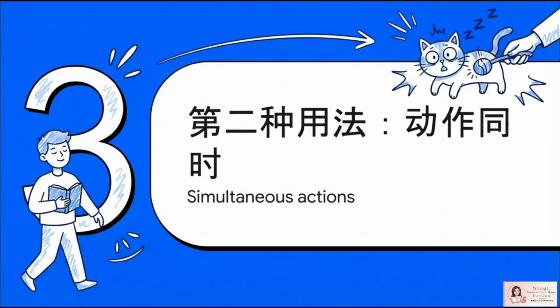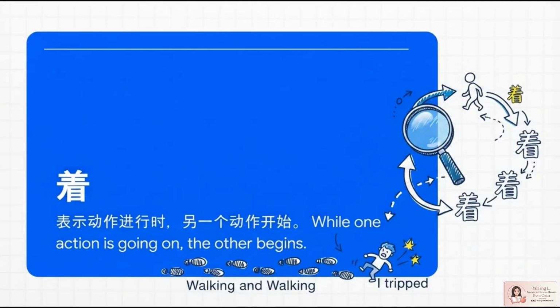So, goodbye quiet parks and still rooms. Now we're looking at situations where you're right in the middle of doing something, and suddenly a second action crashes the party. This second rule means that while one action is going on, another one begins. In plain English, you're doing a thing and bam, something else happens.